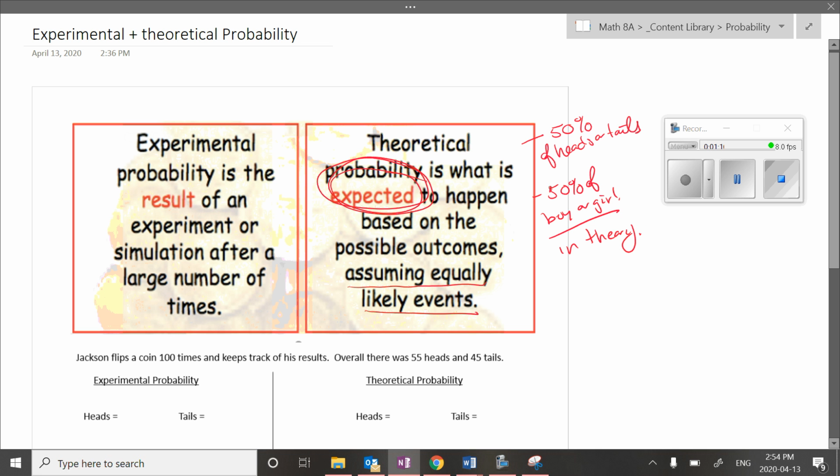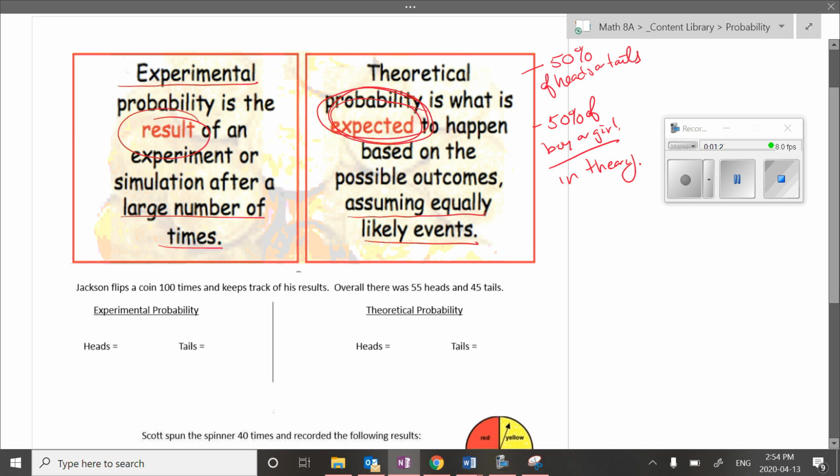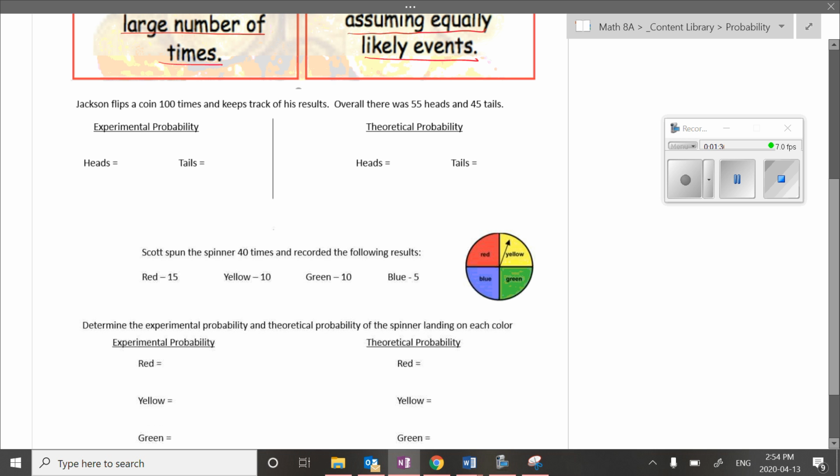That's when we start talking about experimental probability, and that's the result of what actually happens after a large number of times, and that's what's really important. It's not just flipping a coin 5 times. It's a large number of times, what's happening in practice. So let's go over some examples keeping these two differences in mind.